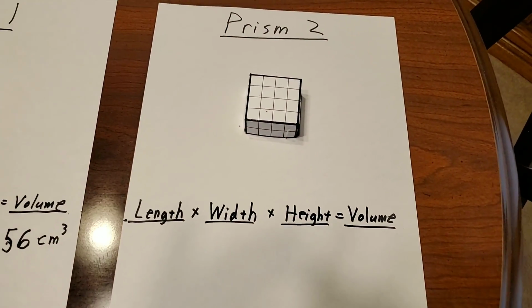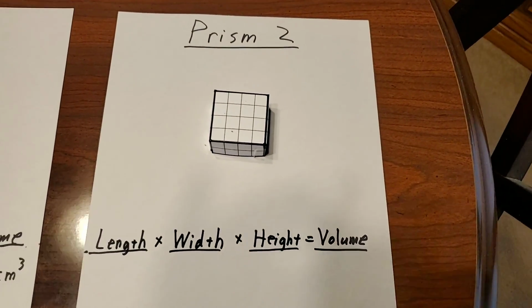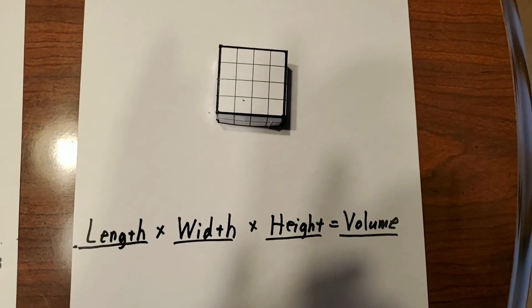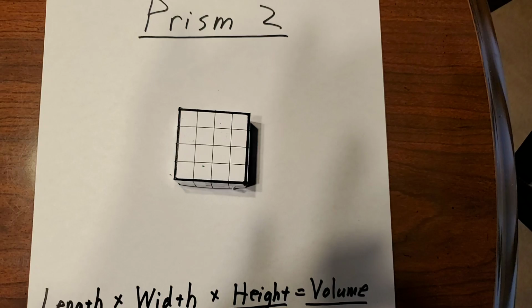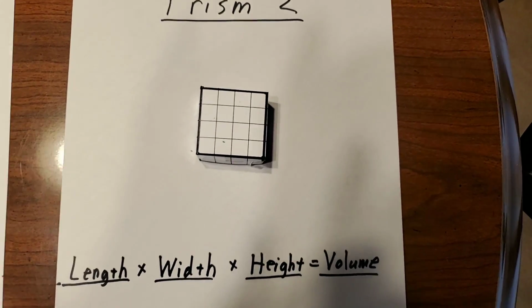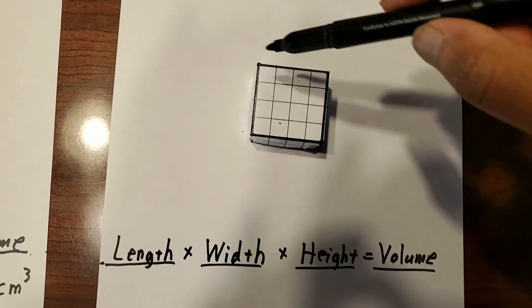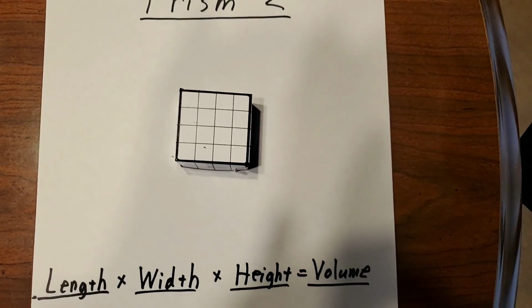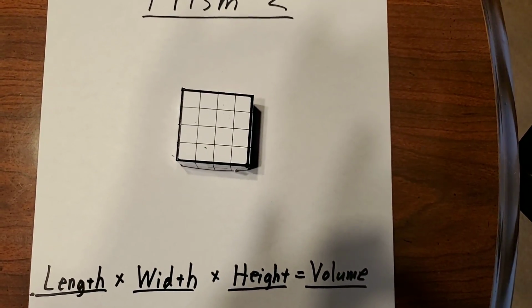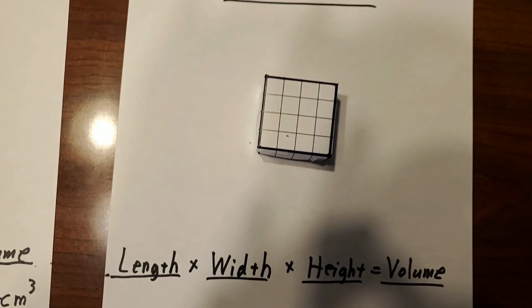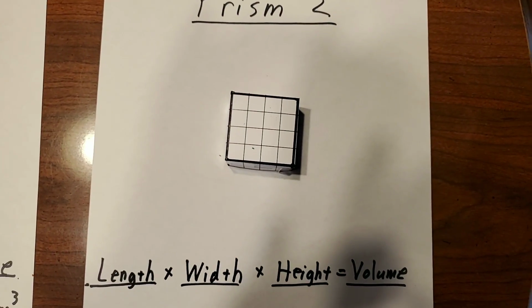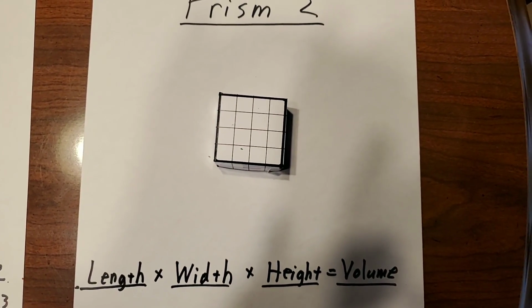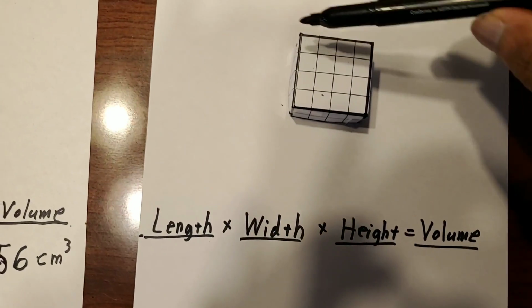Let's see what the volume is of our second prism. Length times width times the height. Okay. Yep, let's look again. Notice something. On the top and the bottom of our prism, they're the same size. So in this case, it doesn't matter which side we measure as the length and the width because they're the same size on all sides.